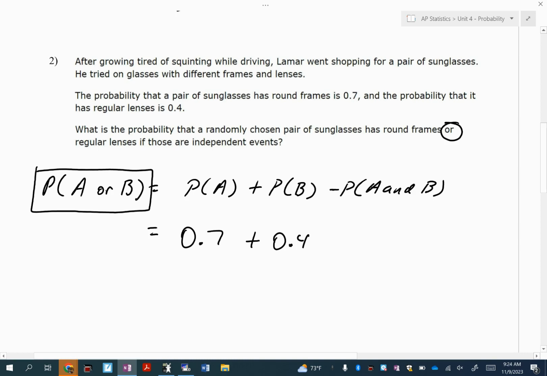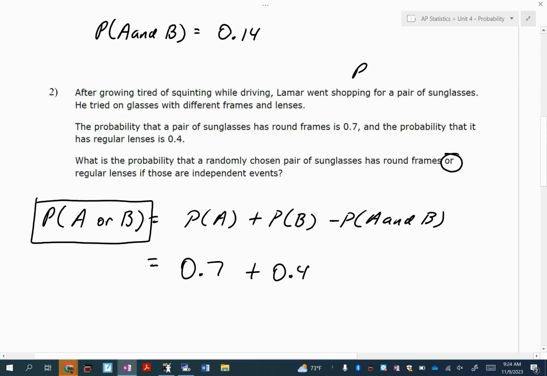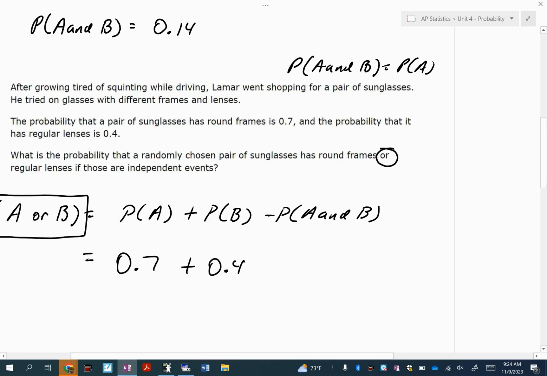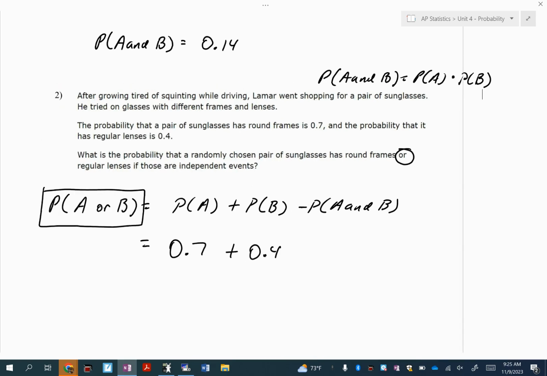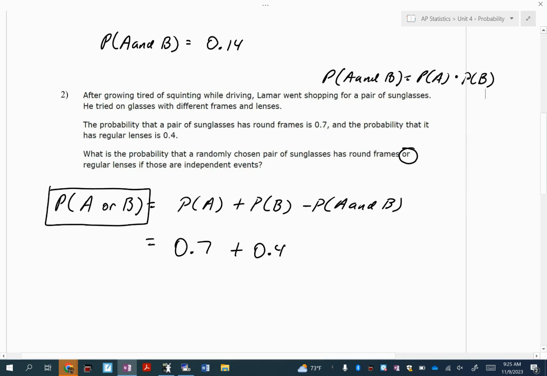Do you remember the multiplication rule from Tuesday? This is the rule we've been using, only if these two events are independent. Independent. And what does it say in the problem? It says if these are independent events. So can I use this formula to find the probability that the sunglasses have regular lenses and round frames?